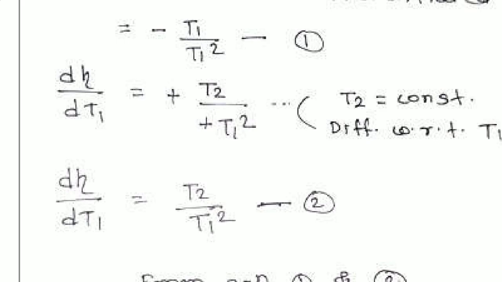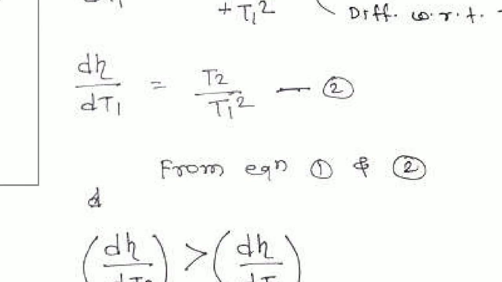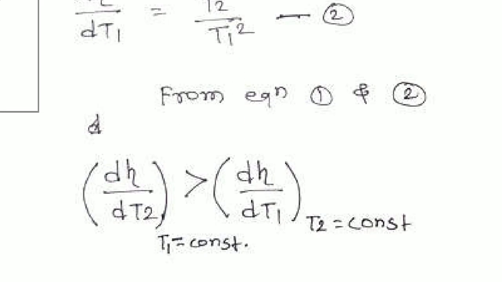If you compare the slope or the values of the right hand side of equations 1 and 2, the denominator of both equations is T1 square. Now the equation which has the higher numerator value has a higher slope. In equation 1 the numerator is T1 and in equation 2 the numerator is T2, but T1 is greater than T2, so the equation 1 right hand side value will be more than equation 2. As d efficiency by dT is the slope of efficiency versus temperature, the slope of equation 1 is greater than equation 2.